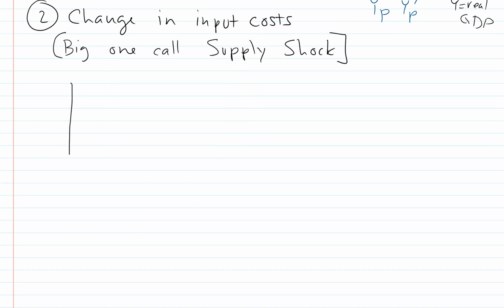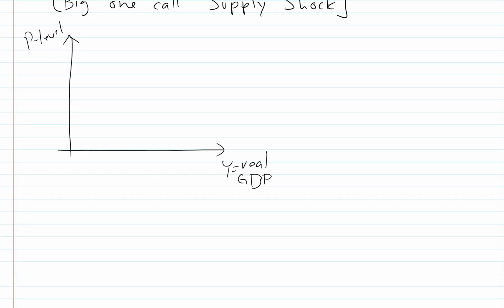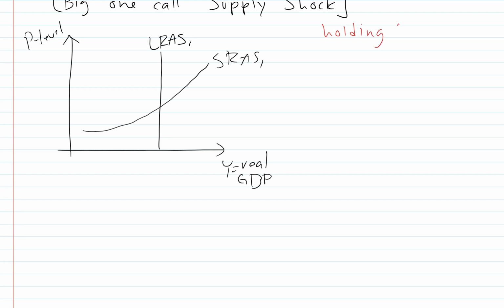Okay, so we could have this situation. I'll draw the graph and then we'll write the description next to it. Okay, so we have our typical graph, and we have our long-run aggregate supply, and then we have our short-run aggregate supply for this year. Now I'm going to hold the growth factors constant. So I'm holding potential GDP constant, just because it will get too complicated if we have too many things changing at the same time. Okay, so let's suppose we have an increase in our input costs.